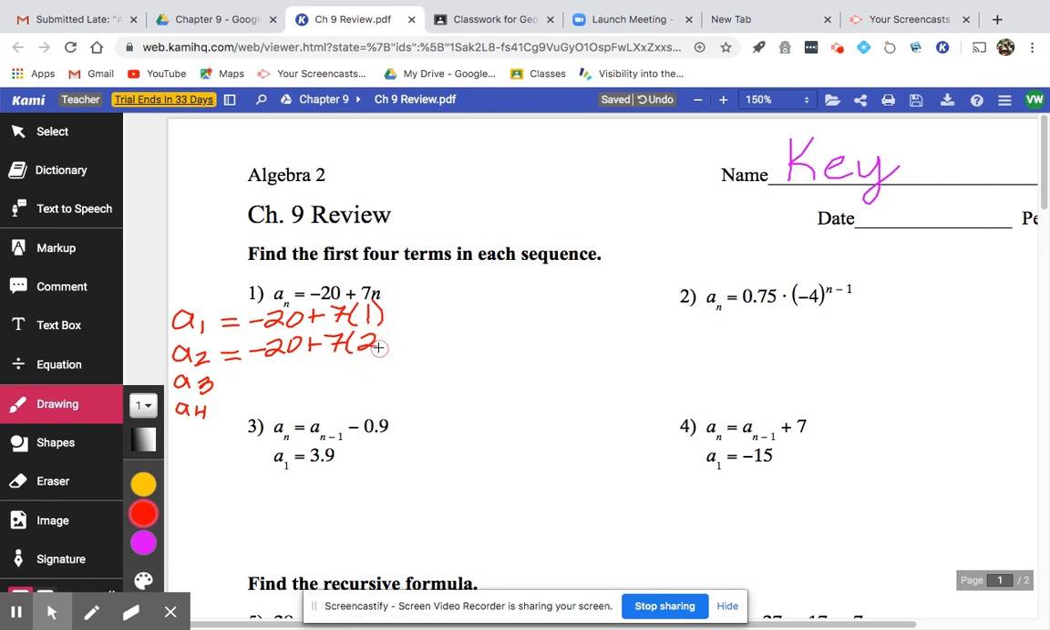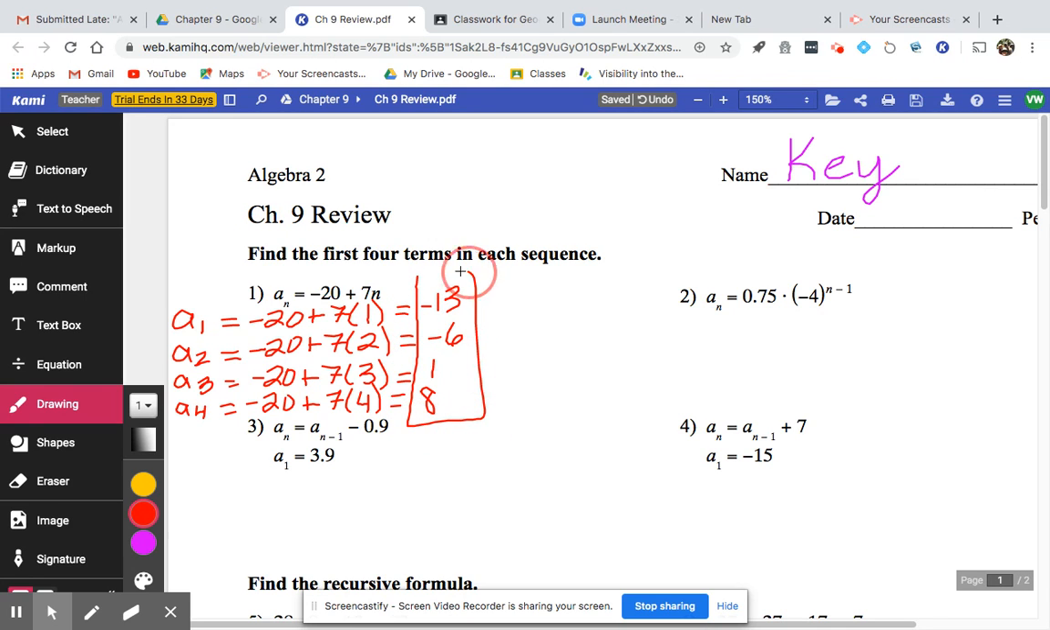Let's try that again. There's a 2. Negative 20 plus 7 times 3. And then negative 20 plus 7 times 4. And that's all you got to do. You just got to evaluate from there. Whenever you do that, you get the following numbers. Negative 13, negative 6, 1, and 8. Crank them out yourself if you don't believe me. But those are the first four terms in the sequence, respectively. Negative 13, negative 6, 1, and 8, in that order.